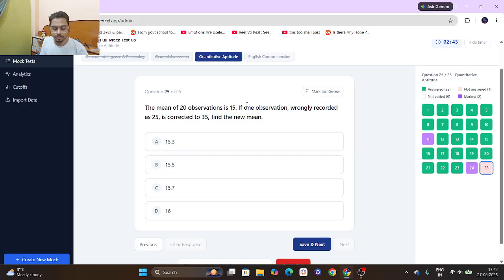The mean of 20 observations is 15. Sum upon 20 is equal to 15. So the sum of 20 observations is 300. If one observation is wrongly recorded as 25, 300 minus 25 plus the corrected 35, that is 310 upon 20, which is 15.5.